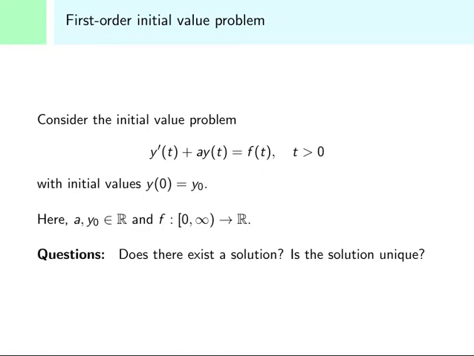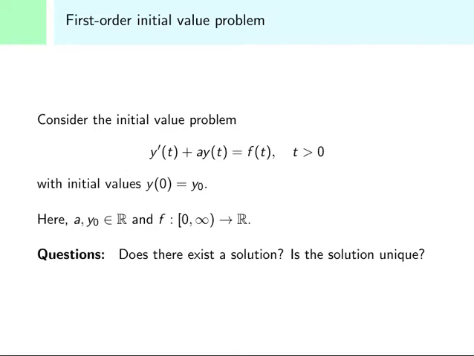So let's have a look at some very important example. We start the discussion of differential equations with a first-order initial value problem. So consider the initial value problem y prime of t plus a y of t equals f of t, where t is some positive number denoting time. And we have got initial values y of 0 equals y naught.